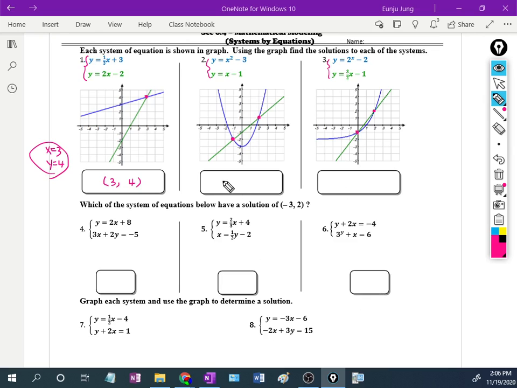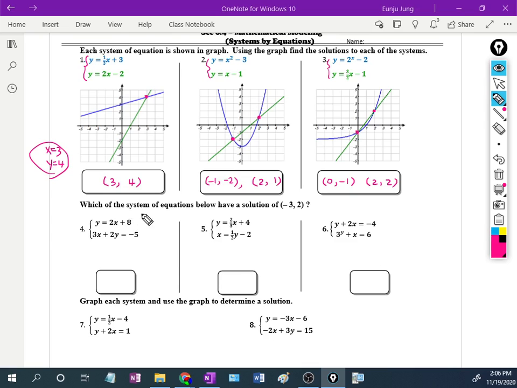So let's write answers. -1, comma, -2. And another one is 2 and 1. Okay, here same thing. 0, comma, -1. Another one is 2 and 2.